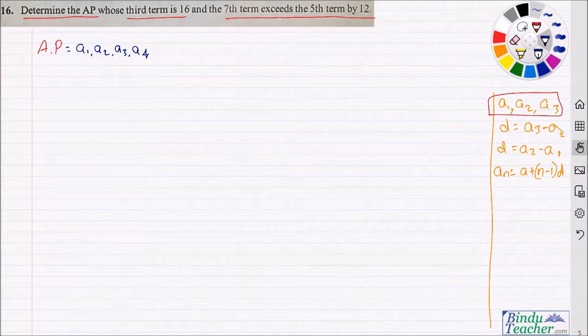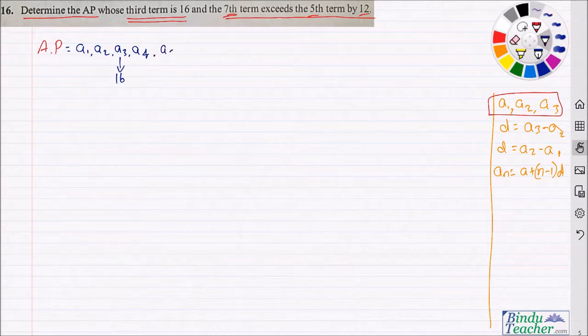Okay, now let's look at the rest of the question. They're saying the third term is 16. So you see the value of A3 is already given. The third term is 16. And they've also given us some other information. The seventh term exceeds the fifth term by 12. So they have not given us the exact value of the seventh term and the fifth term. However, they have given us the relationship between them.